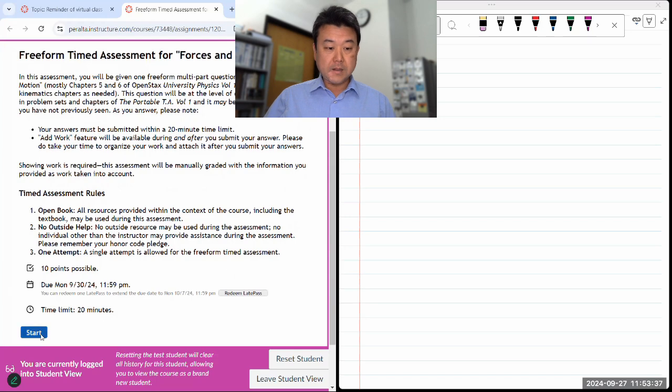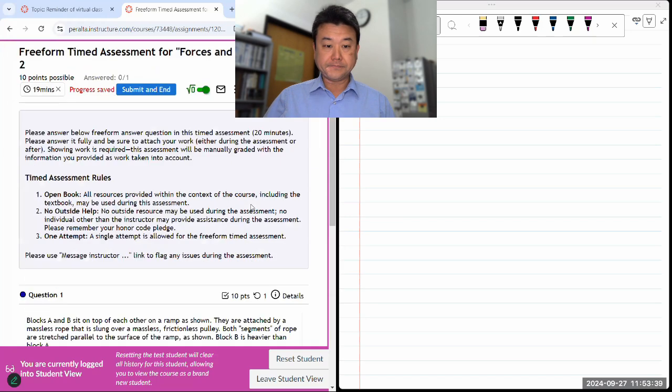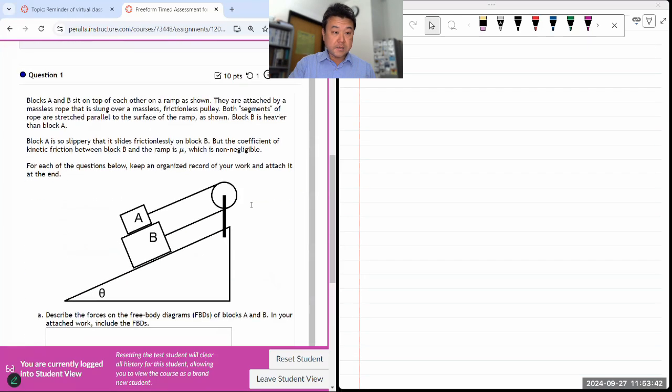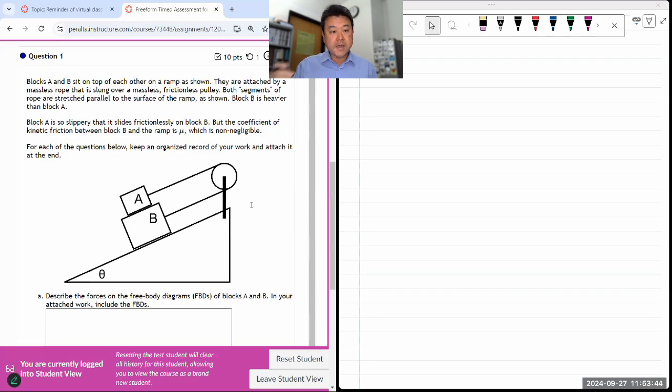So let me start. It's a question in a portable TA actually, so you could also look at portable TA. But let me work through it. So block A and B sit on this ramp. They are attached by massless rope.